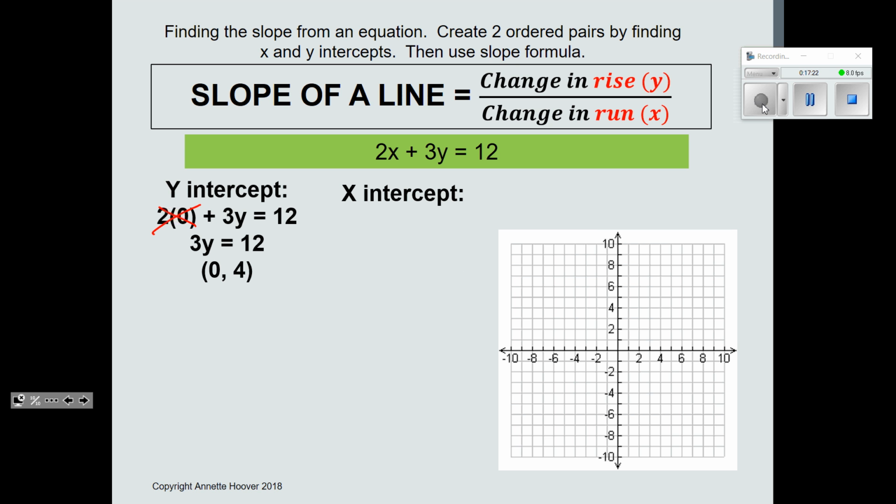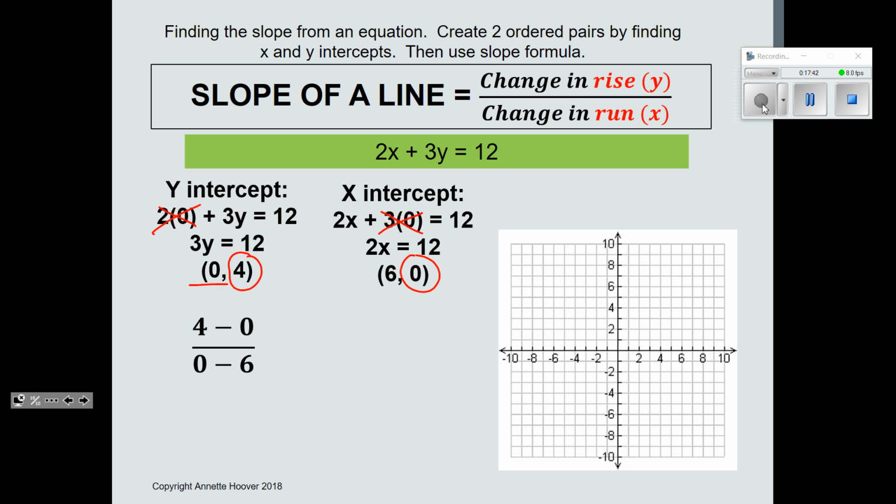For the x-intercept, we plug 0 into y. 3 times 0 is 0. That leaves us 2x equals 12, and x is equal to 6, and of course y was 0. If we were to subtract the y's on the top, that would be 4 minus 0 on the top, and 0 minus 6 on the bottom, which gives us a negative 4/6, or a simplified negative 2/3.